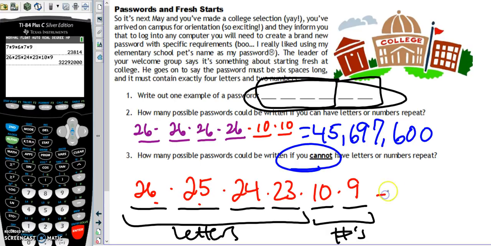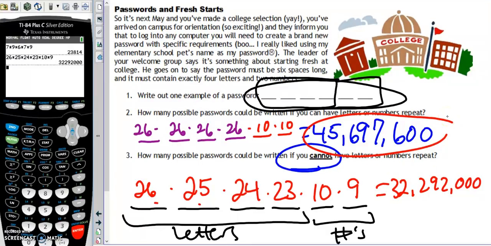And we get a slightly smaller number. Still 32 million combinations, 292,000. And so this is why when you are creating passwords, they have different variations of needing a capital letter, a number, a symbol, all of those different things, because all of those different restrictions make it a higher number. And the higher number of possibilities that you have for a password, or the longer it is, makes it less likely that someone would be able to steal your password.